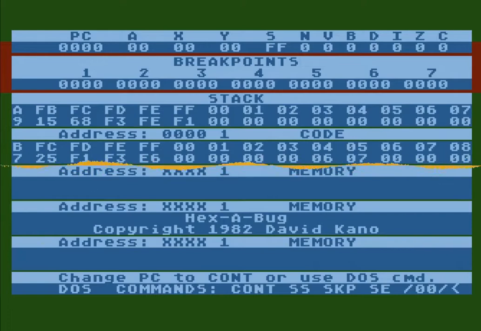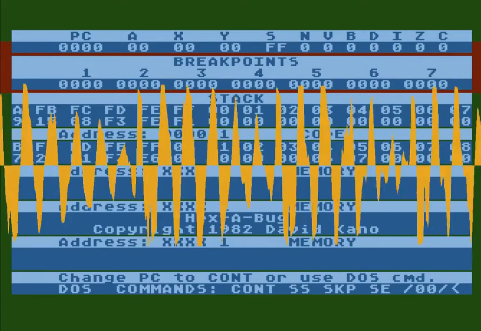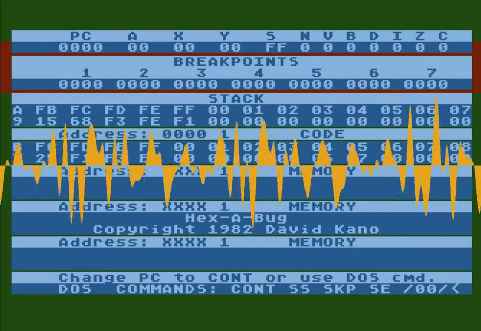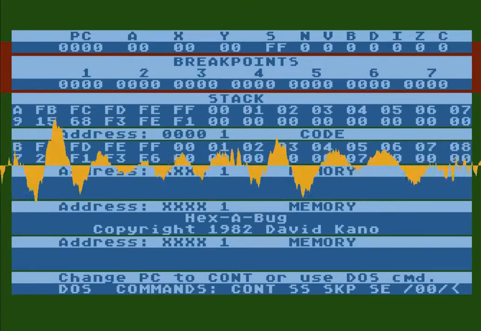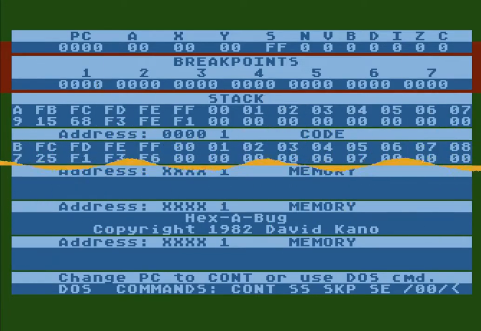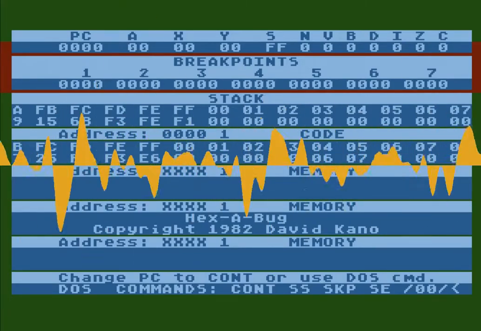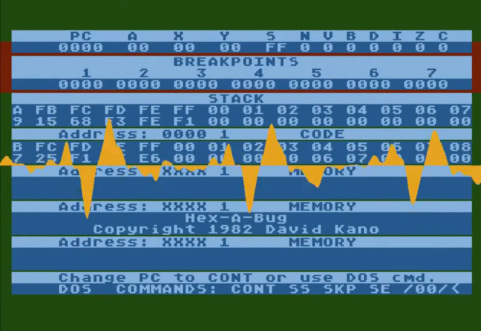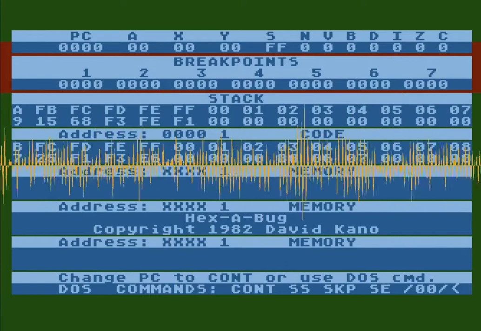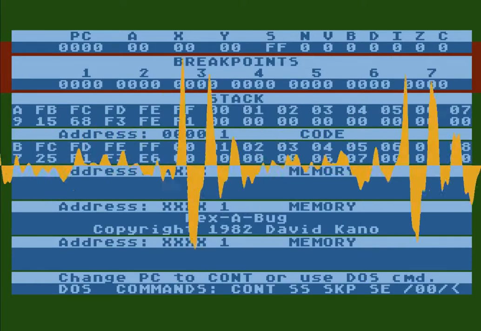So that was cool because of Hex-A-Bug and because they were a company getting into Atari, they thought they wanted to be Atari publishers. I guess they had already done some publishing in other platforms. Commodore, I guess, if I can remember right.